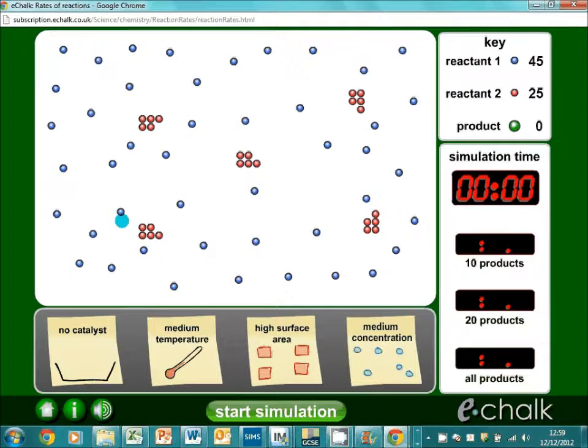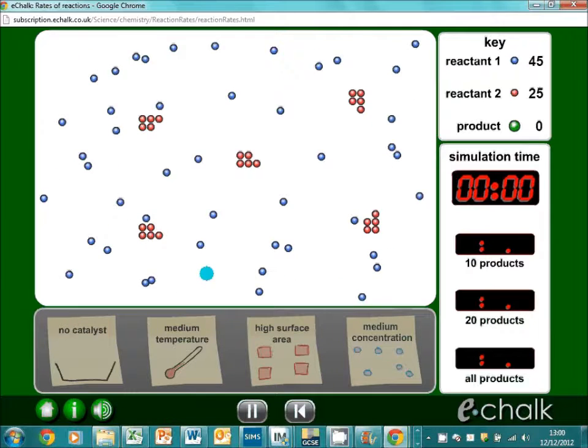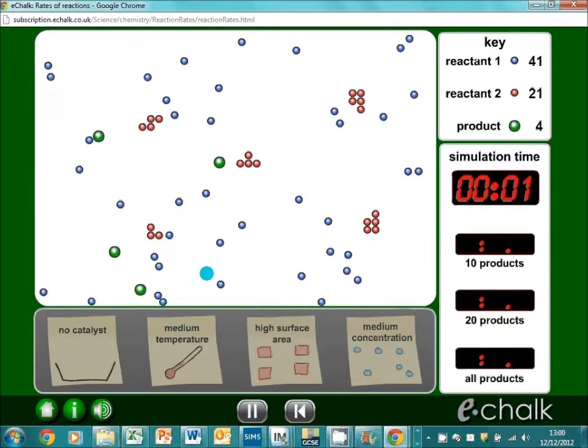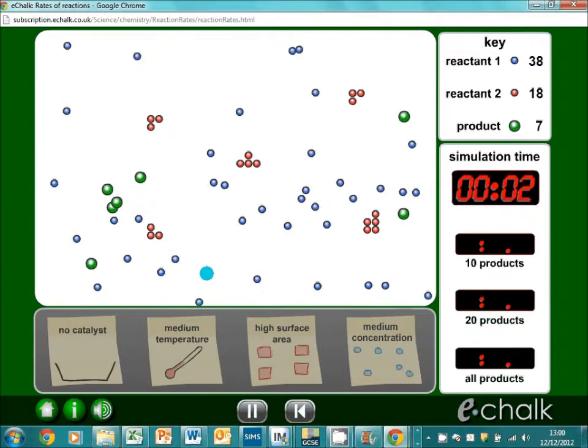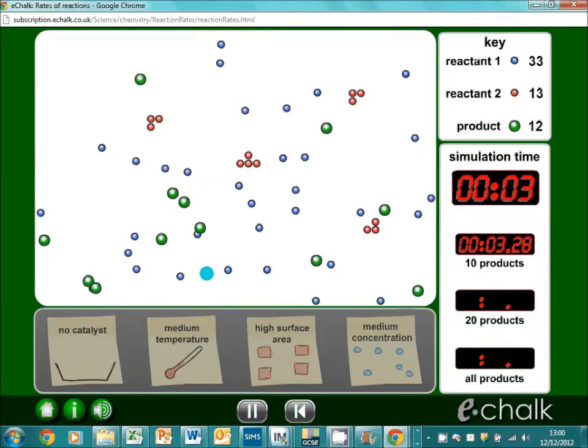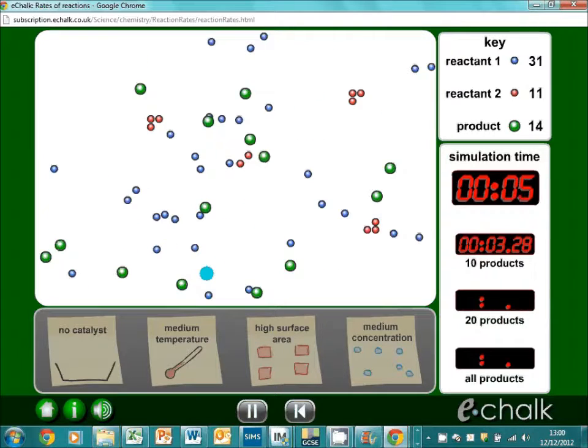And finally, if we have a look at the high surface area, so we've broken it down into smaller chunks again, we start the simulation, there's more area to attack once more, and therefore the quicker it will produce 10 of our products, which in this case was 3.28 seconds.